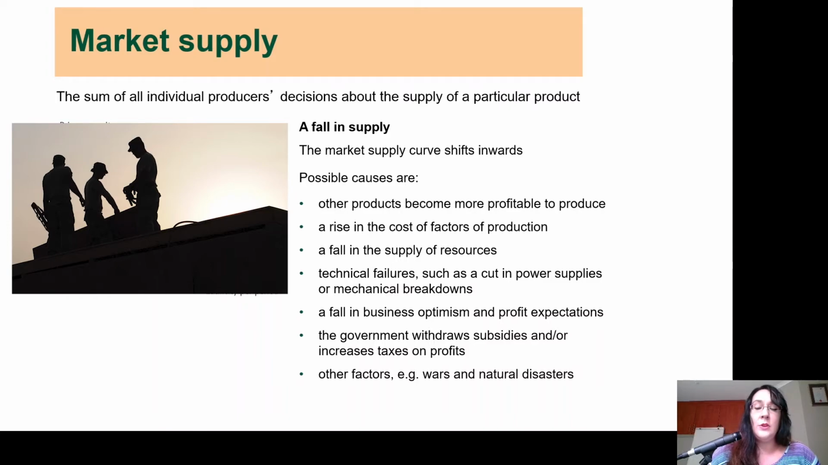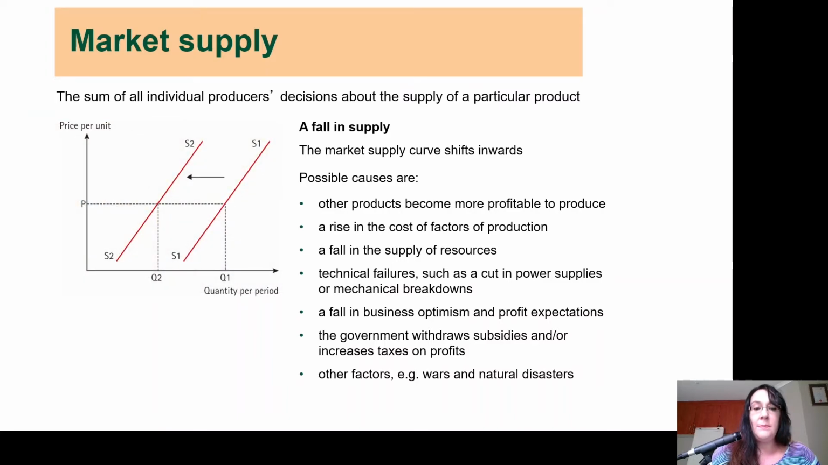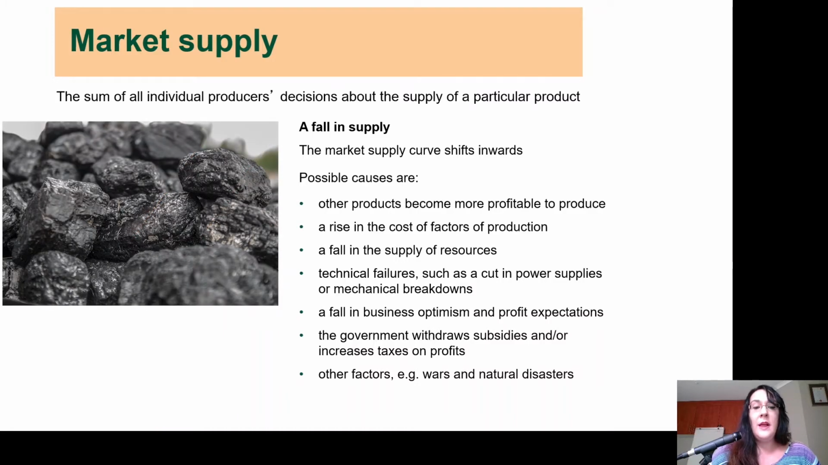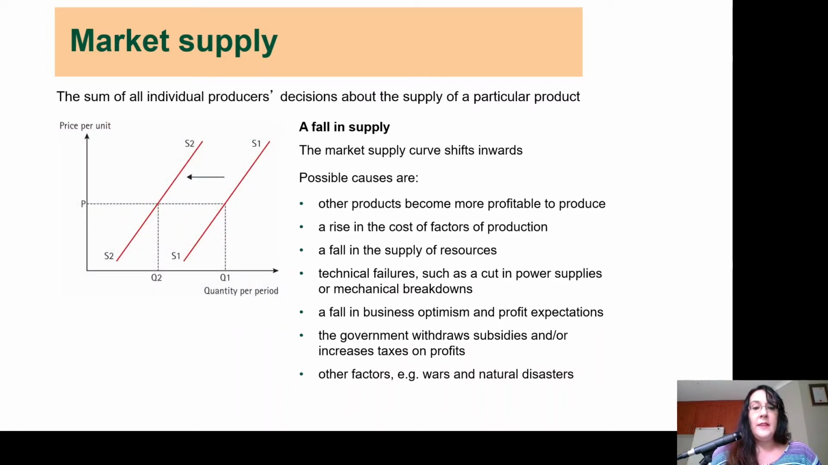And then we can look at factor 3, a fall in the supply of resources. So now my resources are more scarce. Maybe I'm using resources that are non-renewable, like coal, for example, and the world can't just make more coal, and I am dependent on, say, maybe using coal, and then it can definitely affect my supply negatively.